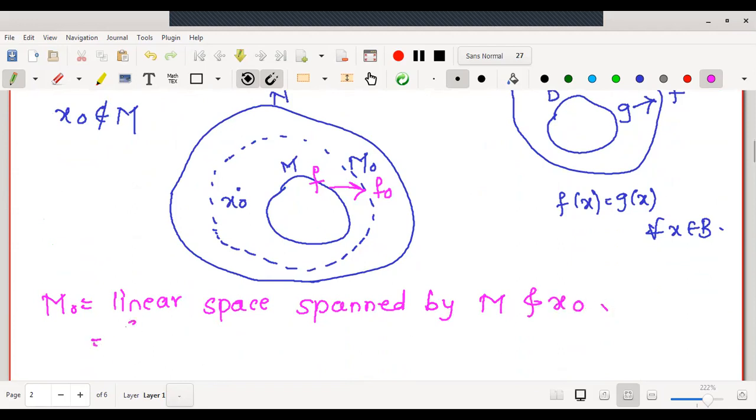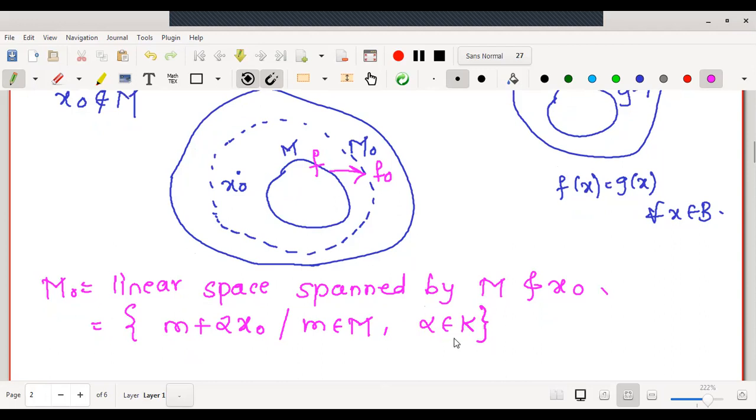Therefore, how can I write the construction of the elements in the set? Let me write it as m plus alpha x naught. It means it's a linear combination of an element of capital M and x naught. Let me write here, small m is an element of M and alpha is a scalar taken from the corresponding field, right? Therefore, this is the construction of an element of M naught. We have written this as a linear combination of elements of M and x naught.